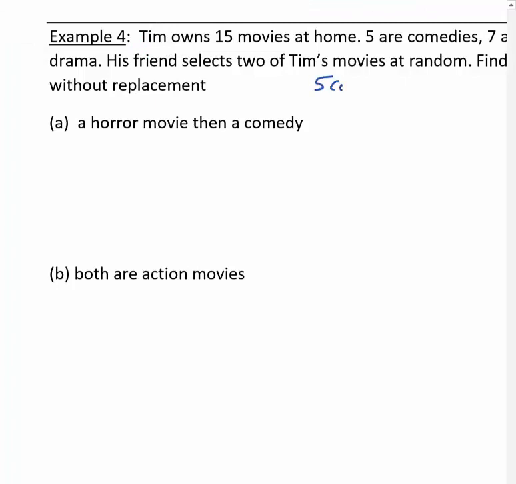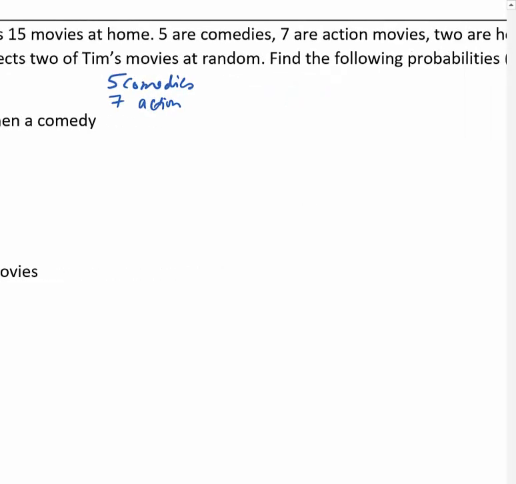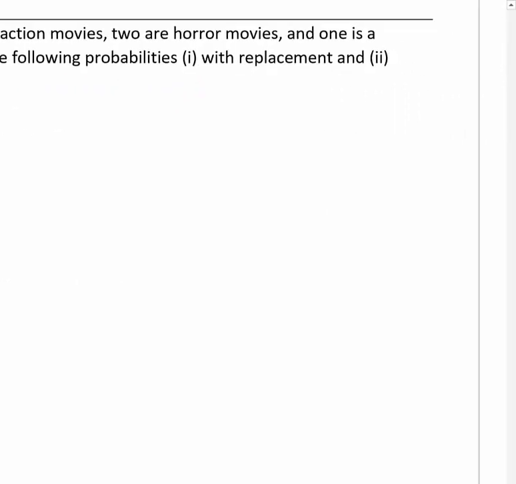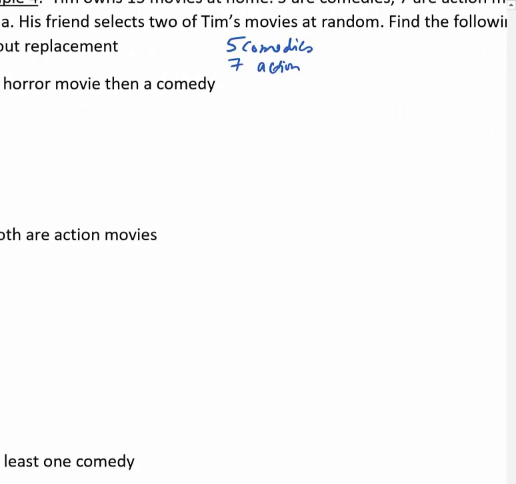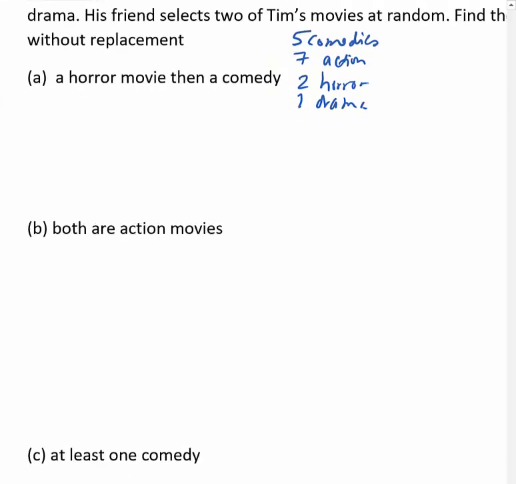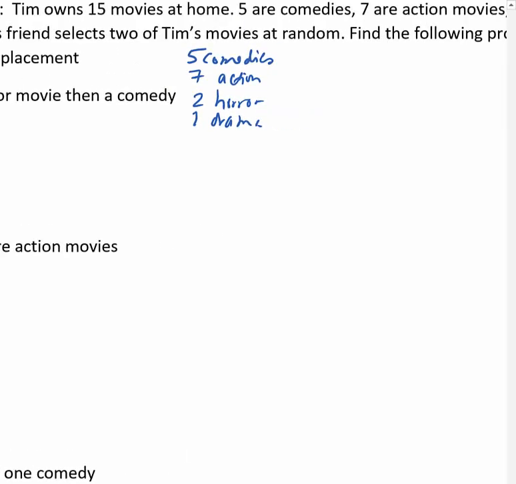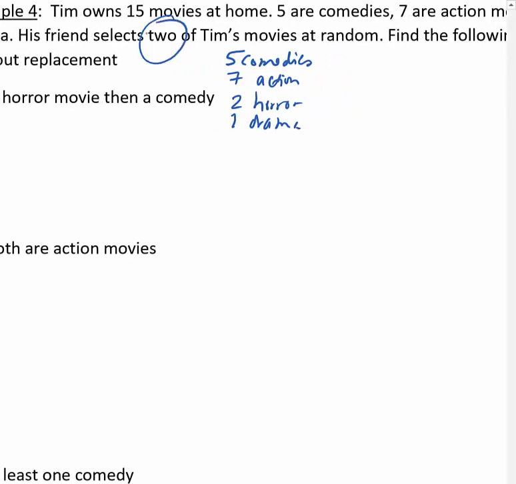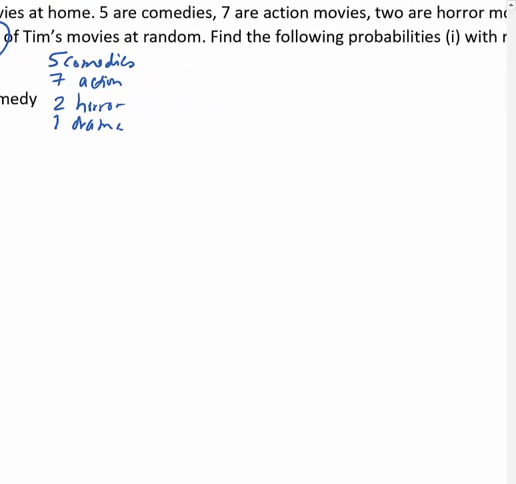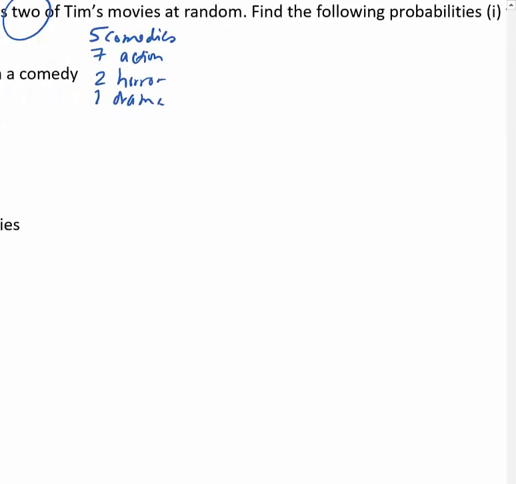Let's see, 5 comedies, 7 action, and then 2 horror and 1 drama. Okay, sounds good. I hope that adds up to 15. They said there were 15 movies. That would make sense. Okay, now, Tim's friend selects 2 of his movies at random. Find the following probabilities with replacement and without replacement.